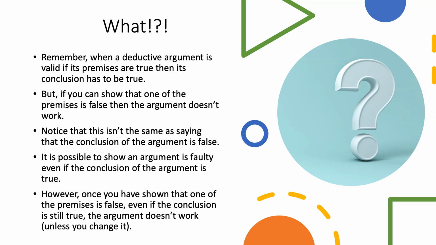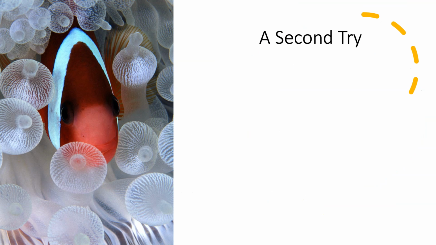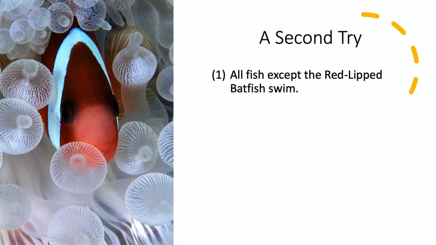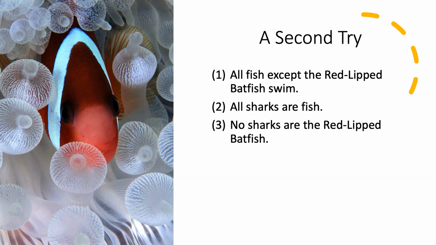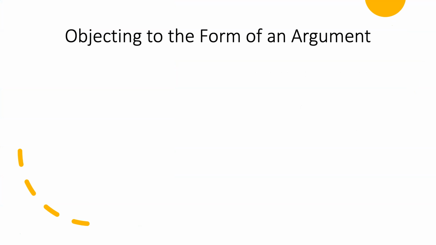So what can we change about our shark and fish argument in light of our fish that doesn't swim? Well, we could try something like this. All fish except the red-lipped batfish swim. All sharks are fish. No sharks are the red-lipped batfish. And so, all sharks swim. Okay, well, this gets us to where we want to go, I suppose. Although, we may want to keep in mind that this might be a premise that could cause us problems in the future.